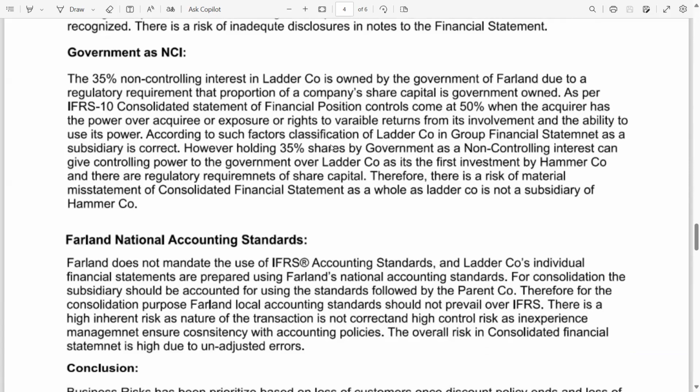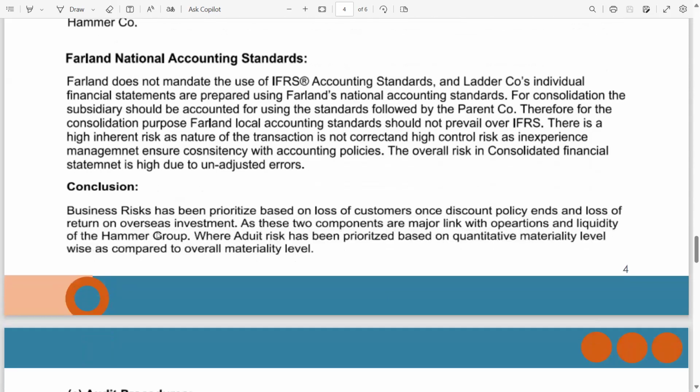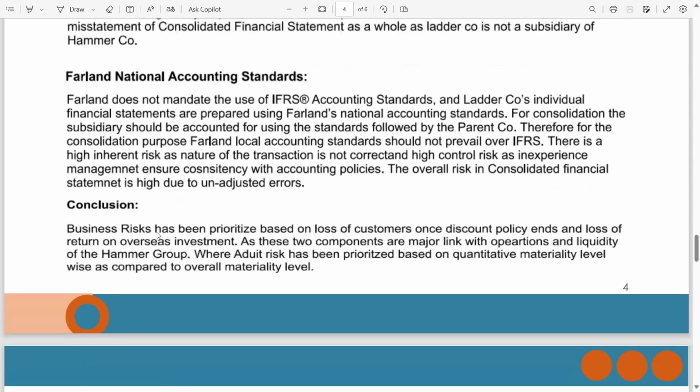According to such factors, classification of Ladder company in the group financial statements as a subsidiary is correct. However, 35% shares held by the government as NCI can give controlling power to the government over Ladder company, as it's the first investment by Emmer company and there are regulatory requirements on share capital. Therefore, there is a risk of material misstatement in the consolidated financial statements, as Ladder company is not a subsidiary of Emmer Group, under Farland national accounting standards.